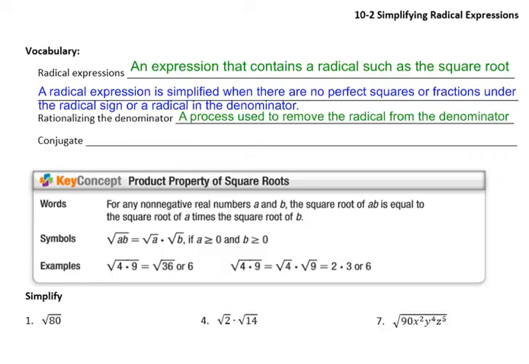Okay, ladies and gentlemen, so yesterday we looked at functions that have square roots, and we looked at what their graph looks like. And today we're going to do a little bit more work with radicals. So you have some vocabulary right up here.